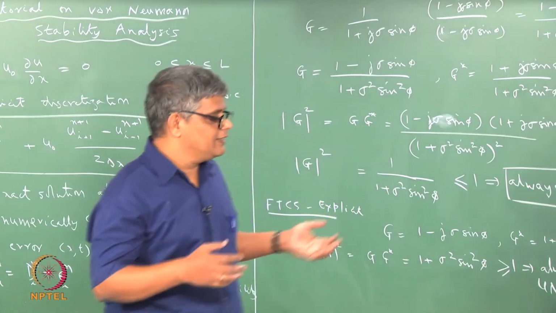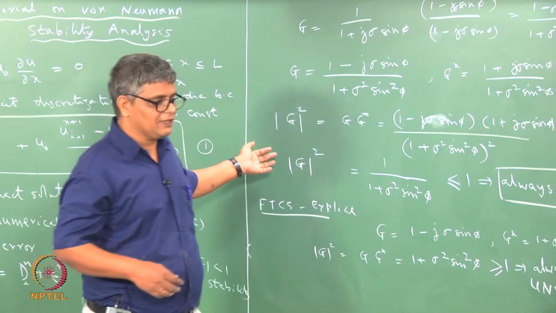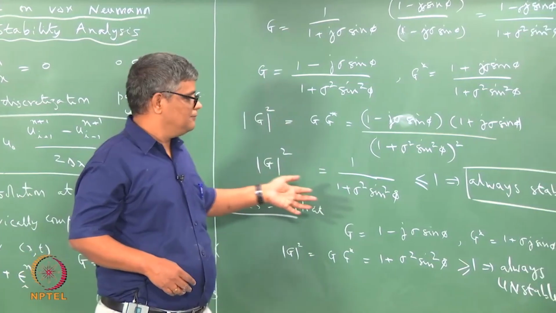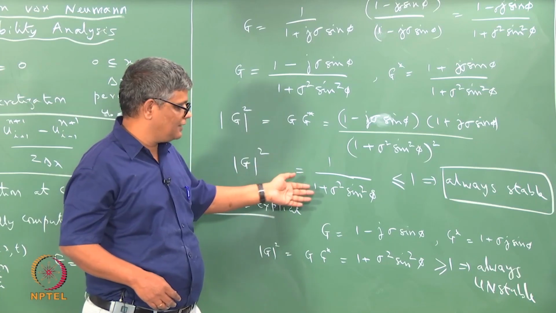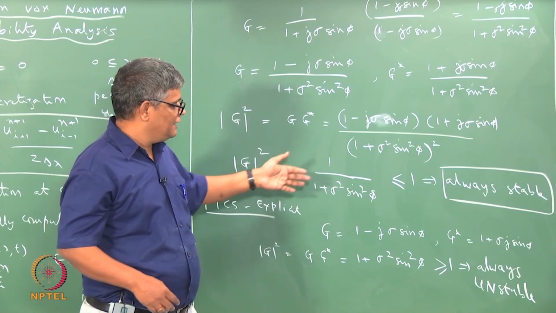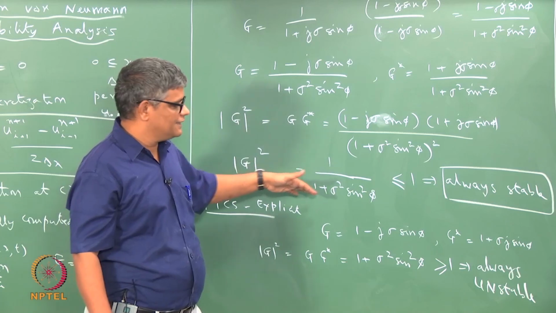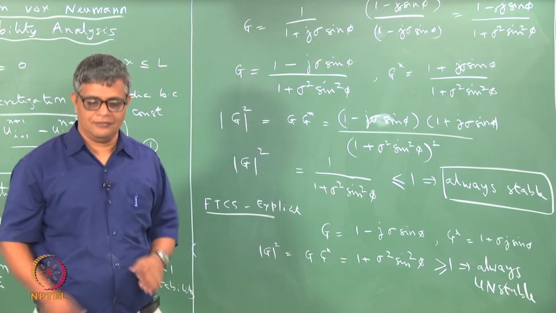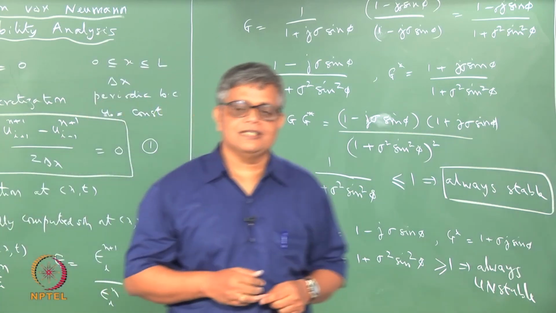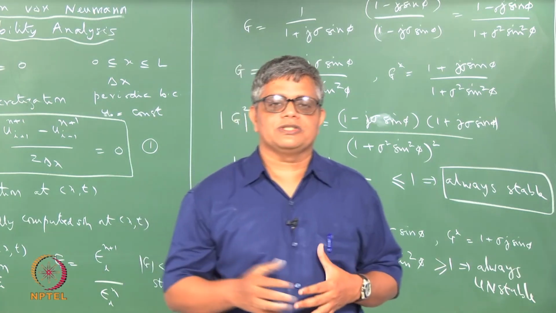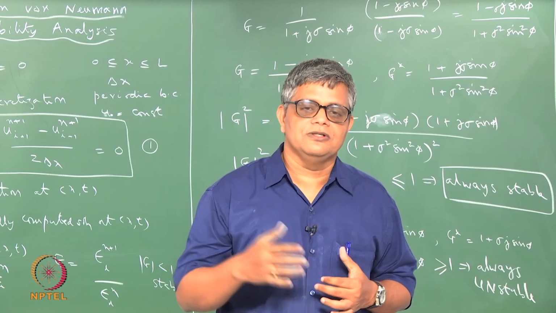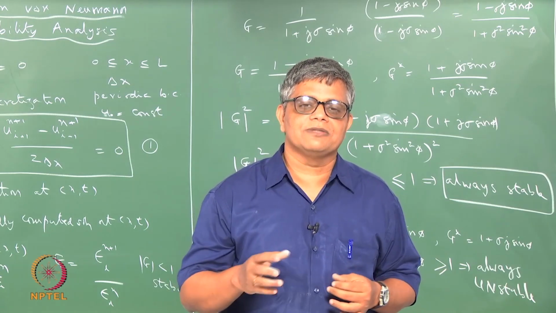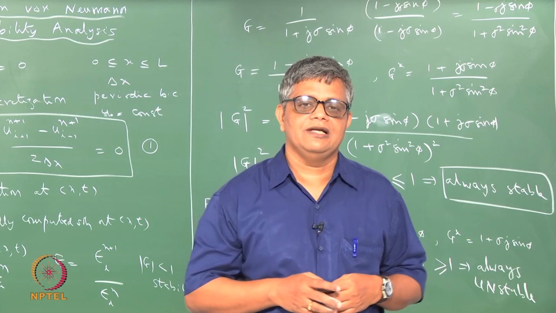If for all conditions the magnitude is greater than 1, then it is always unstable, and if for all conditions of sigma and phi and all that, it is less than 1, it is always stable. In the next class, we are going to look at some more schemes, and then we are going to look at the stability analysis, and we will move on to the one dimensional scalar transport equation and look at the stability.